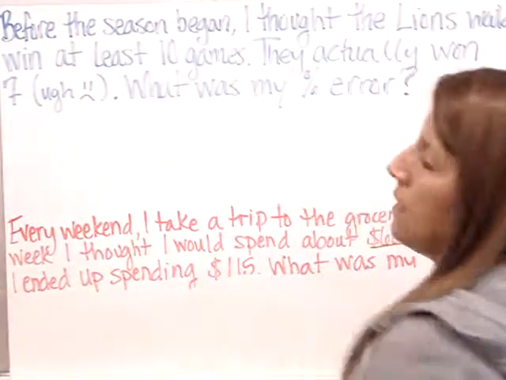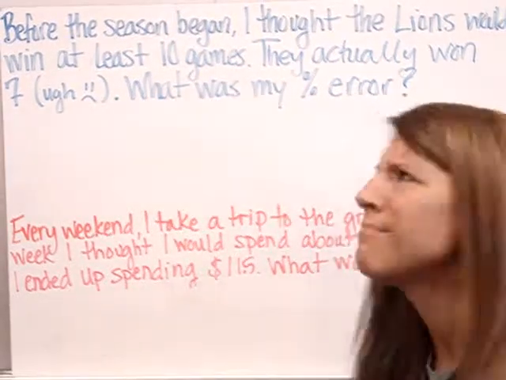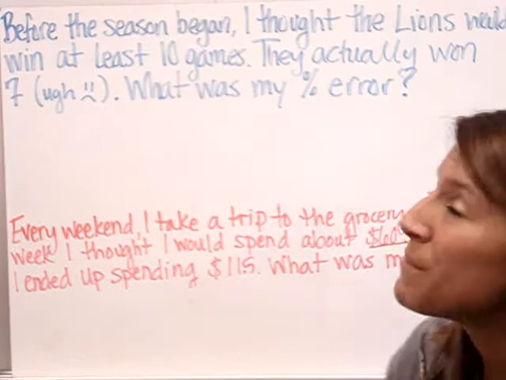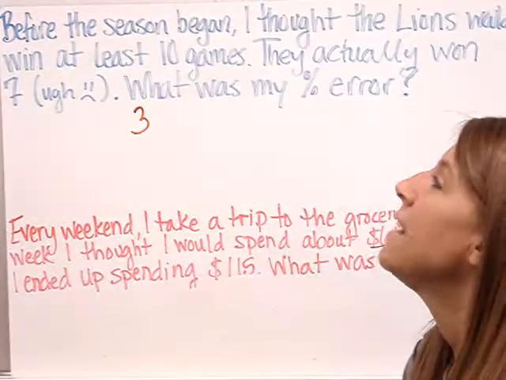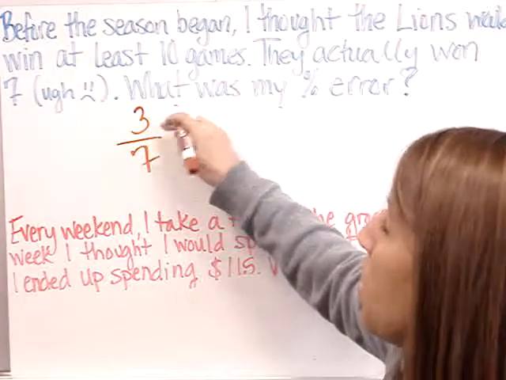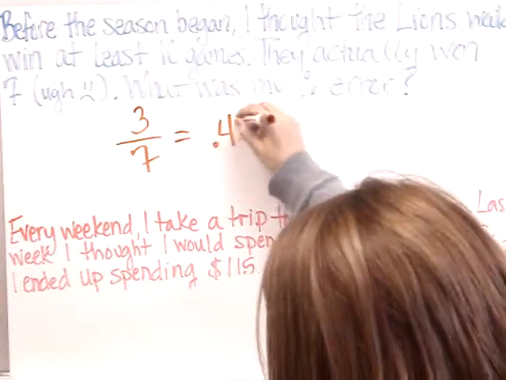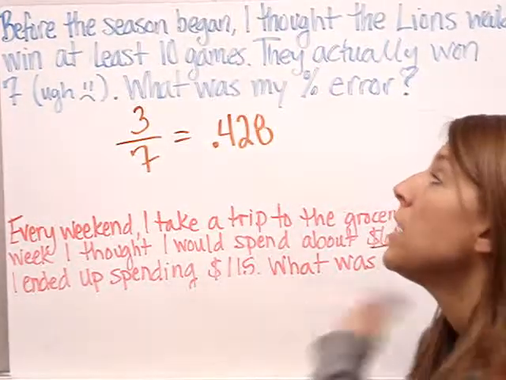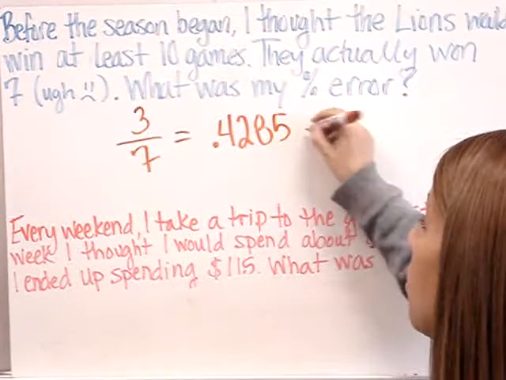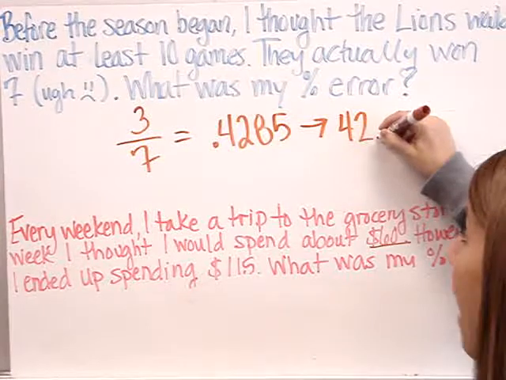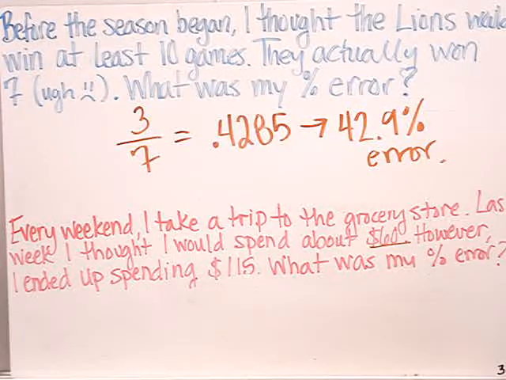Here are a couple more examples of percent error. Before the season began, I thought the Lions would win at least 10 games, right? They actually won 7. What was my percent of error? So, how much was I off by? I was off by 3 games, and then they actually won 7. So 3 divided by 7 is going to be the math that I will do here, and it turns out to be 0.42857, etc. If I said round to the nearest 10th percent, I said it was 0.4285. So this decimal as a percentage is 42.85%. So we'll say that it's 42.9% error.